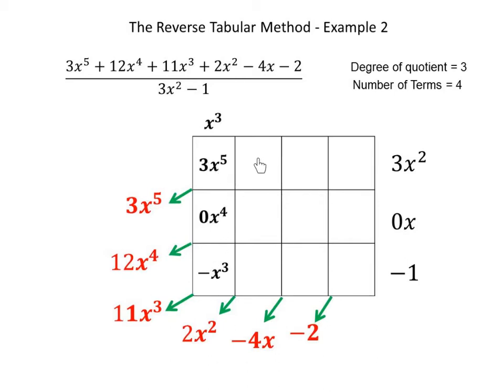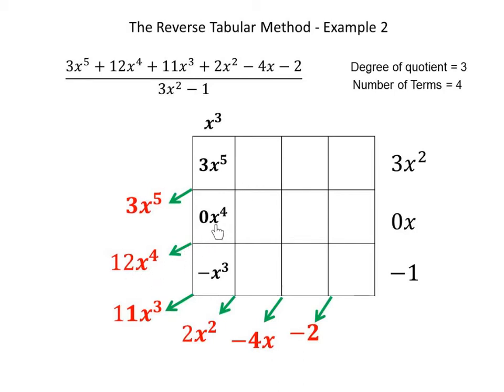Now we're going to go to the second column. Now it gets really interesting right here because we know that we're going to add these two boxes together along this diagonal to get 12x to the fourth. So 0 plus something equals 12x to the fourth.